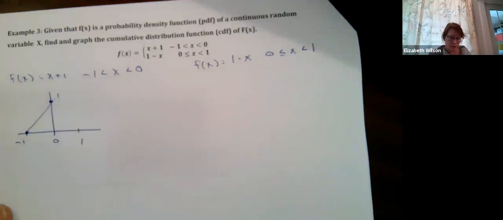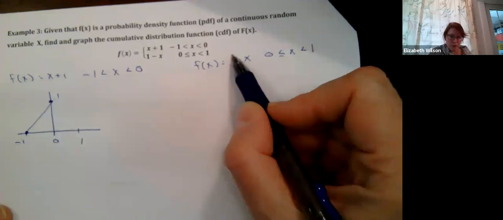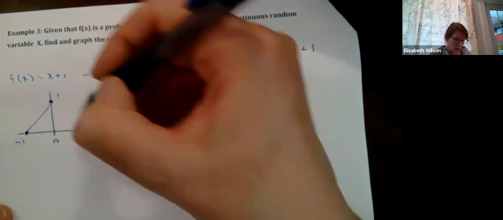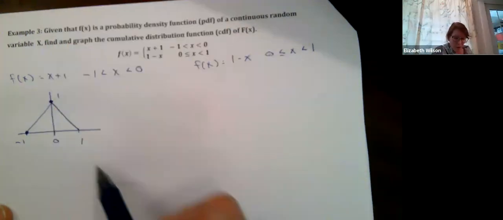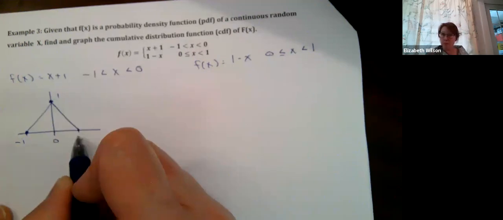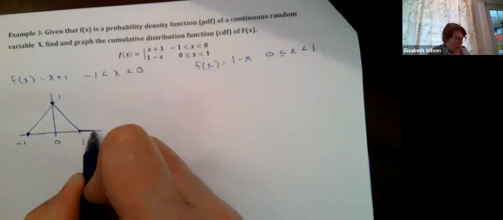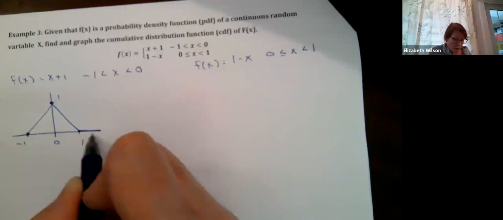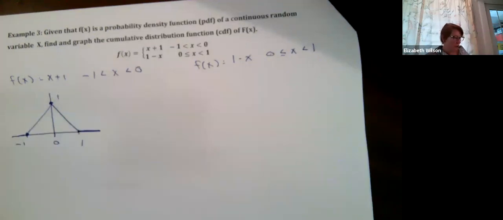This graph right here, 1 minus x, has a y-intercept of 1 and a negative slope, so it's going to look something like this. As a function it would go on in both directions, but we're defining it between 0 and 1. This is to make it a valid PDF, so a valid PDF is going to be 0 otherwise. We're just going to assume it's 0 otherwise. Now we have a visual representation of what's going on.